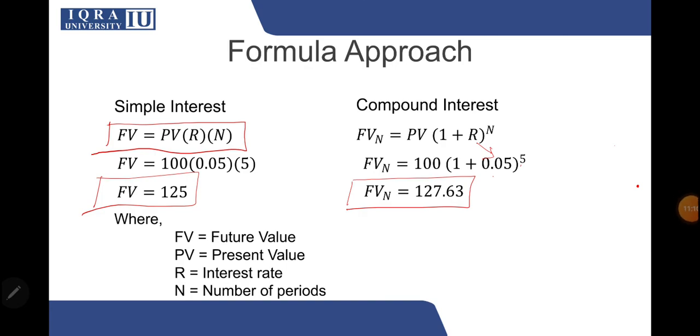Note how the answer for compound interest is actually more than the answer you're getting for simple interest, because over here in compound interest you're getting interest on interest, so you're getting more interest.